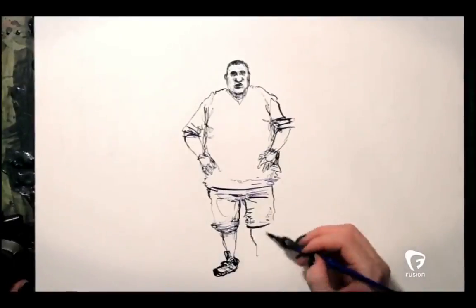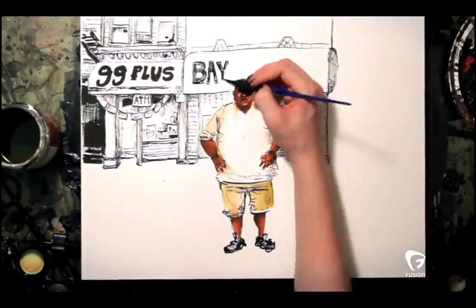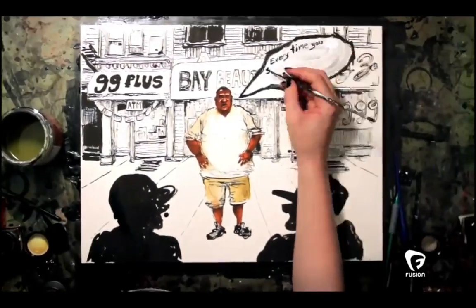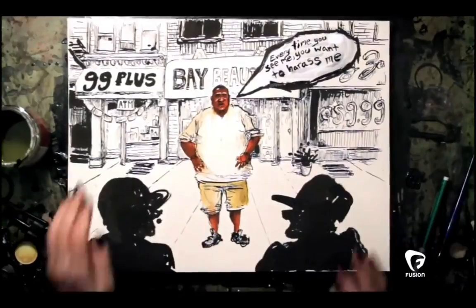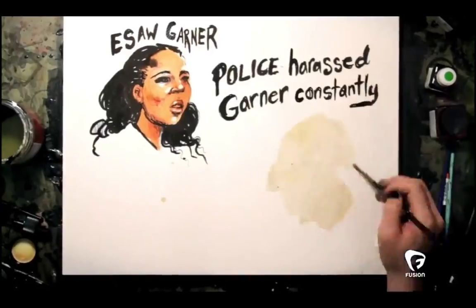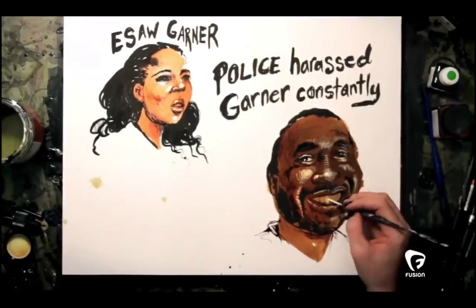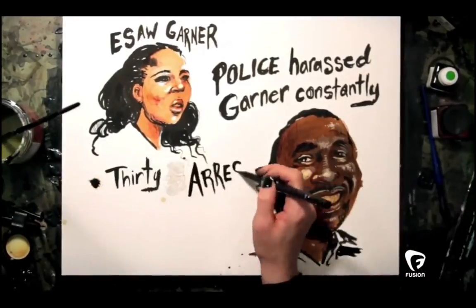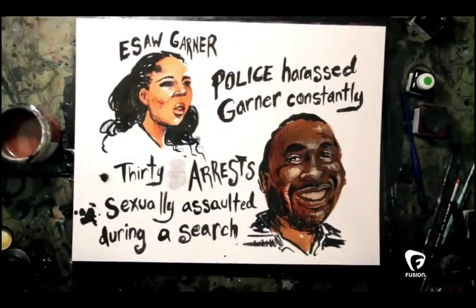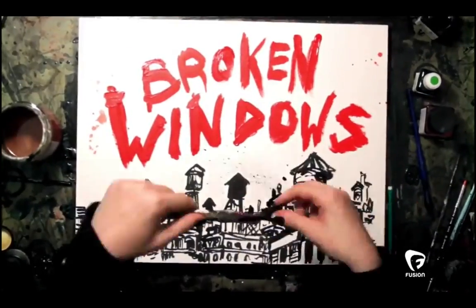On July 17, 2014, New York City police officer Daniel Pantaleo choked an African-American grandfather named Eric Garner to death. Before Pantaleo killed him, Garner said, "Every time you see me, you want to harass me. You want me to stop selling cigarettes." Garner's widow, Esau, told NBC that police harassed Garner constantly. Garner had 30 arrests since 1980, several for selling loose cigarettes. In 2007, while in Rikers Island, Garner hand-wrote a federal lawsuit accusing police of sexually assaulting him during a search in the middle of the street. A policing tactic called broken windows may have led to Garner's death at the hands of the police.